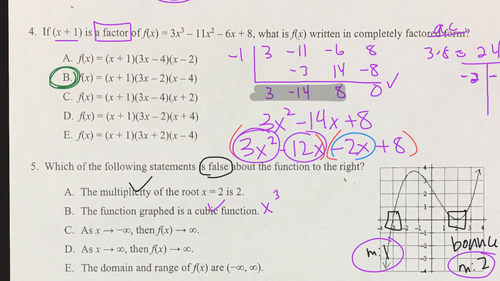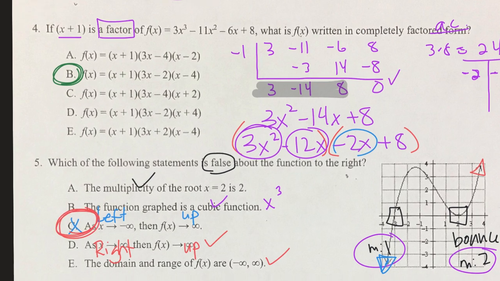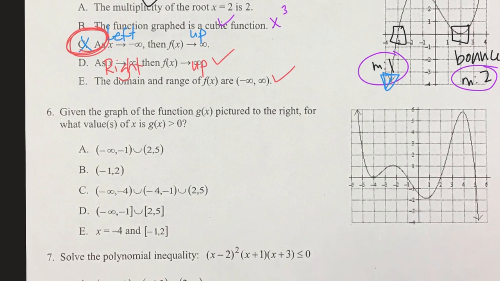As x goes to negative infinity, so this is the left side of the graph, the arrow is pointing up, right? If f of x goes to infinity, that means your arrow is pointing up. And it looks like my arrow is pointing down, so it looks like C would be a false statement. As x goes to infinity, that's the right side of the graph, the arrow points up. Well, that's true. And the domain is all reals. That's true for all polynomials. So sure enough, C is the one that is false. C is false.